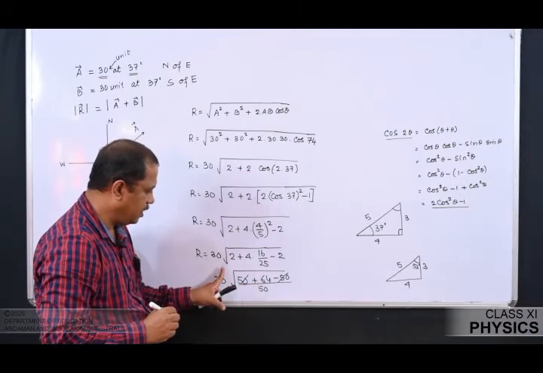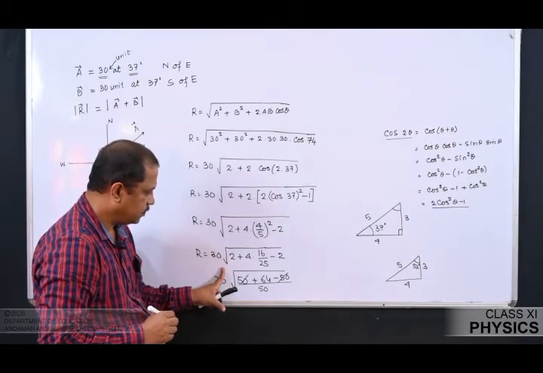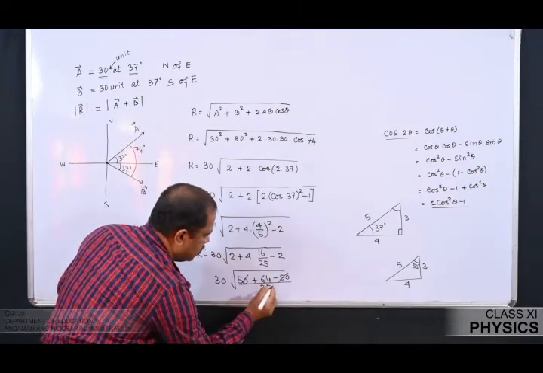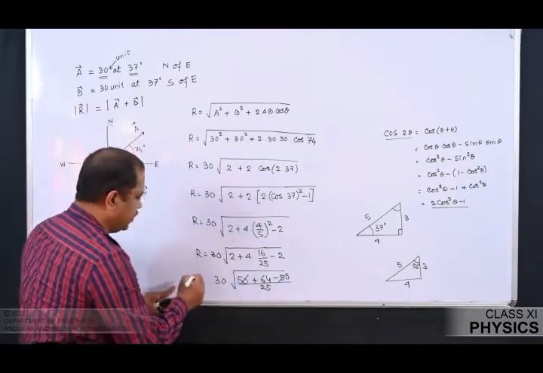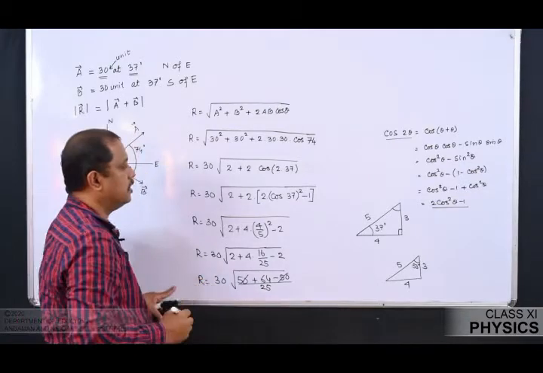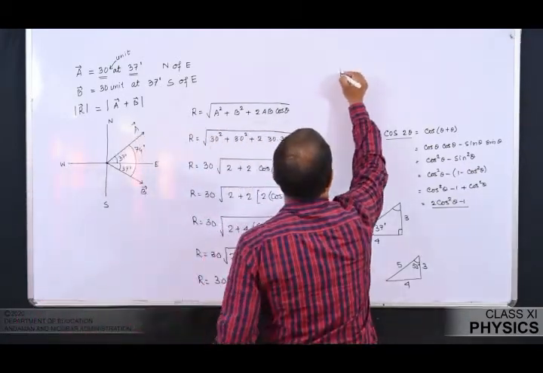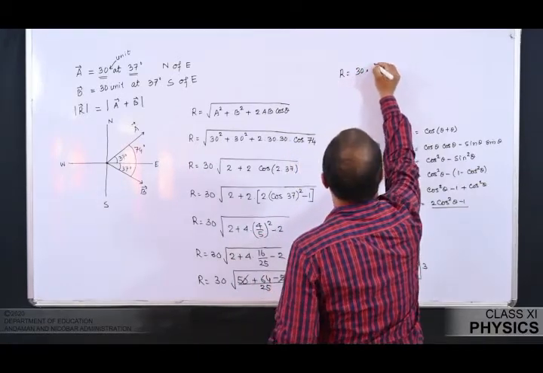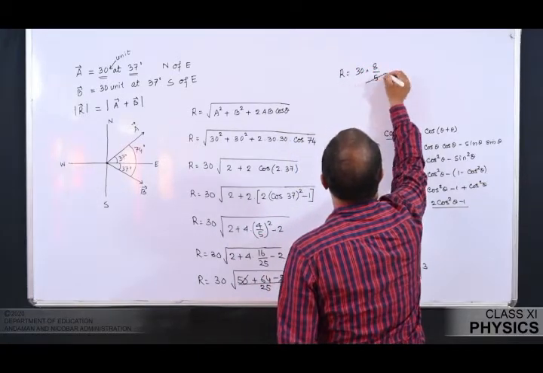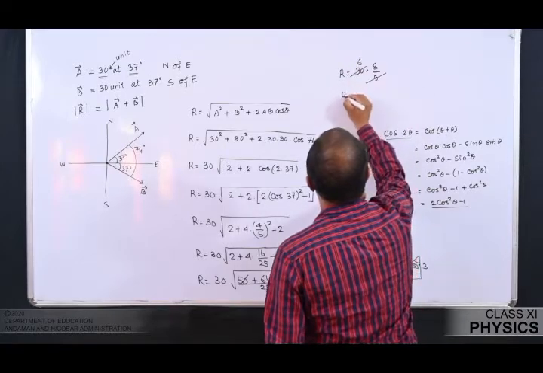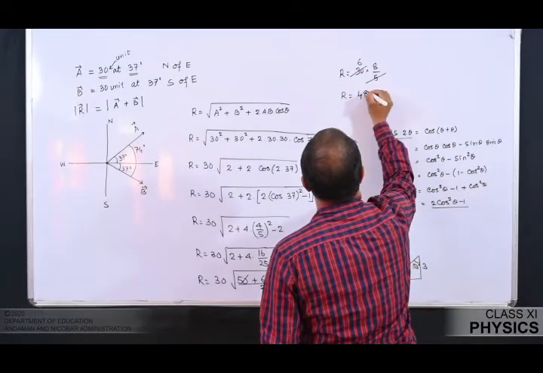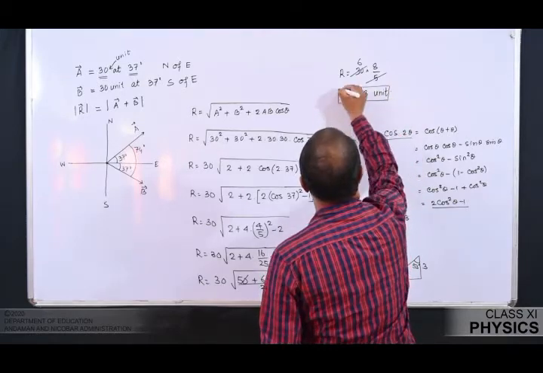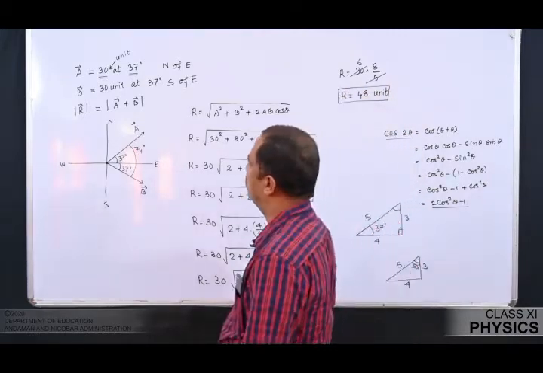So this will be 8 in the numerator, and in the denominator, 25, I can take out 5. So therefore this has become simple. So R is equal to 30 into 8 upon 5. If I work out this, 30 by 5 is going to be 6, so the magnitude is going to be 48 units. So this is the answer for this problem.